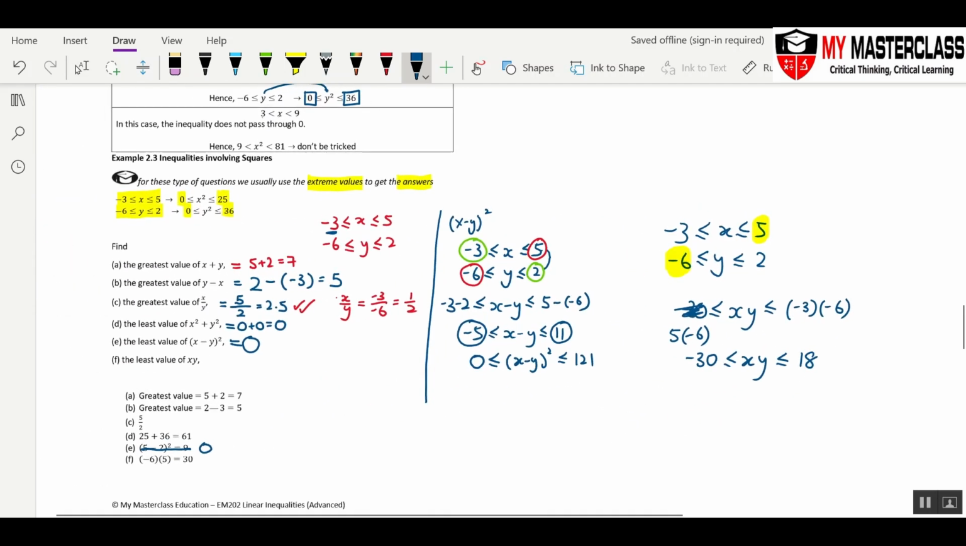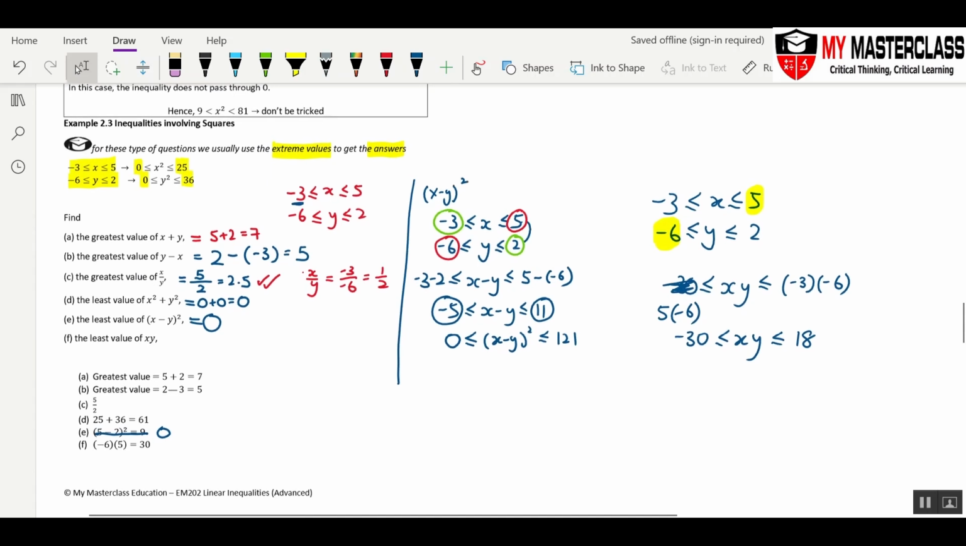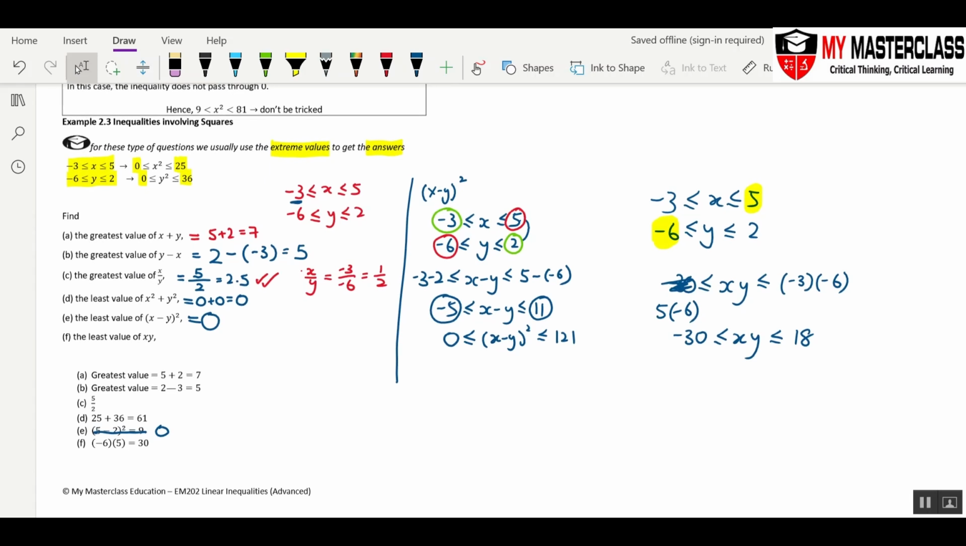Okay, and this is how we do inequalities questions with x squared and y squared. This is how we do inequalities questions within 15 minutes.